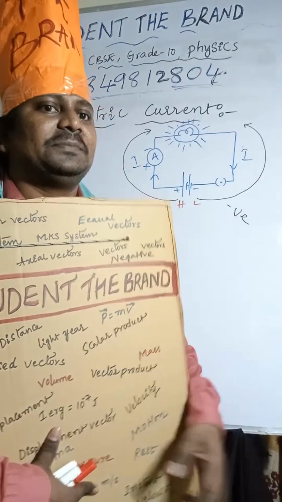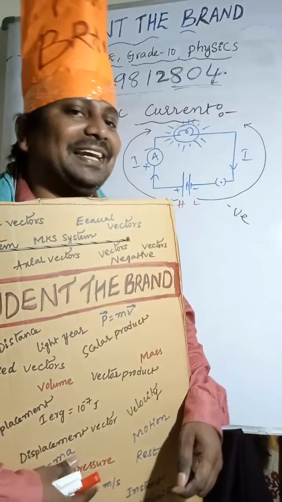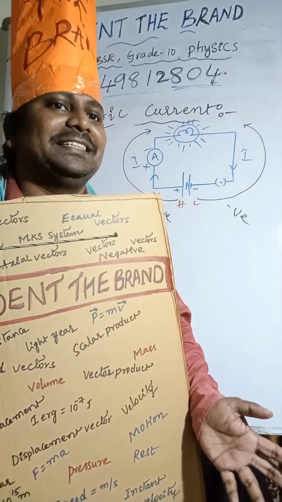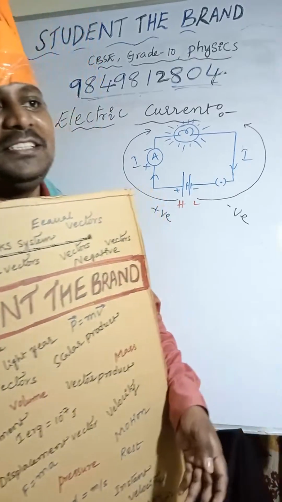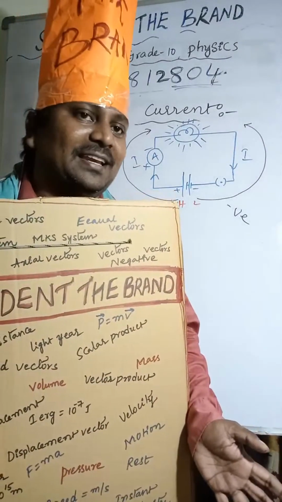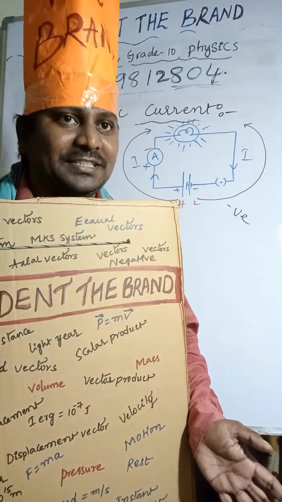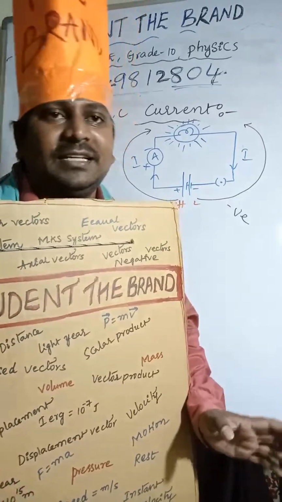Okay, so electric current we already know. The flow of positive charges is known as electric current. I equal to Q by T. So 1 ampere is defined as 1 coulomb of charge flowing through a unit cross section area per second. So 1 ampere equals 1 coulomb per 1 second. So that is electric current.